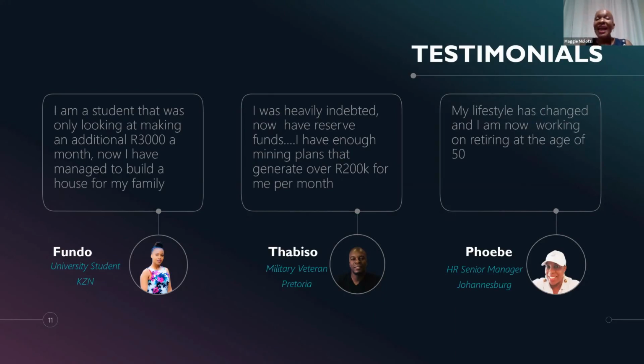She says to me, I interviewed her, by the way, and she said to me, you know what, Maggie, I only wanted to make 3,000 a month, and I was happy with that. And guess what? Fundo has managed to build and to furnish a house for her parents. Last year in 2020, she bought herself an Audi, cash. When I said to her, so did you buy this Audi through WesBank? She said, what is WesBank?